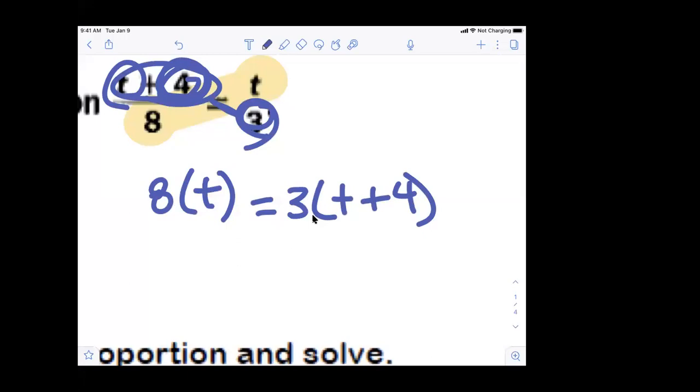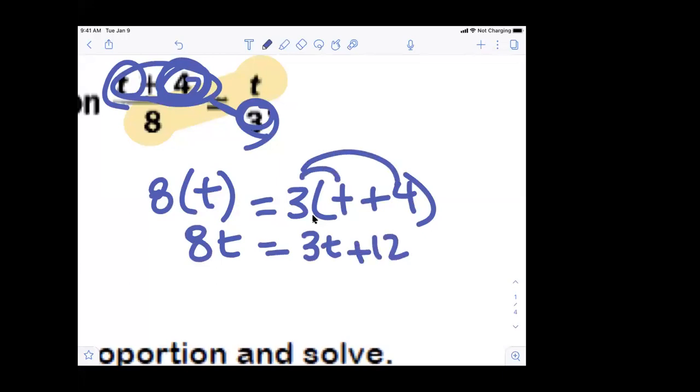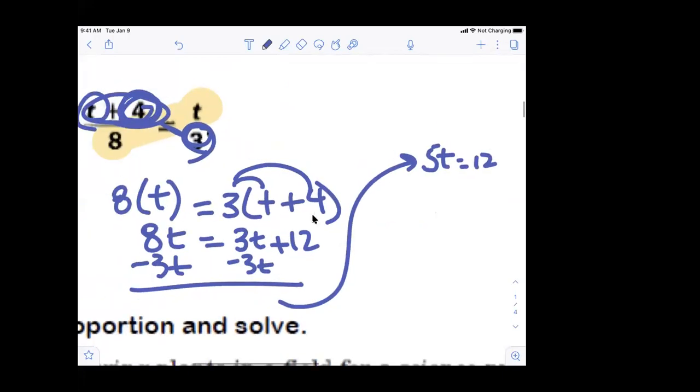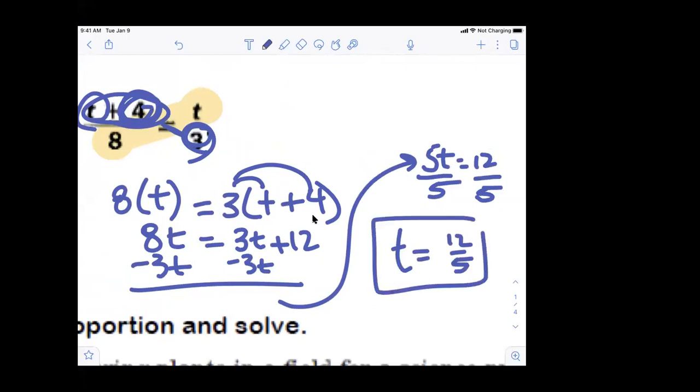Once I cross multiply, this is an Algebra 1 equation. 8 times t is 8t, 3 times t is 3t, and 3 times 4 is 12. I'm going to subtract 3t from both sides. I ran out of space, so over here I get 5t equals 12. Then we divide by 5 to get t by itself. We're just going to leave it as a fraction: t equals 12 over 5. If we plugged that in, we would get the same answer on both sides of the equation.